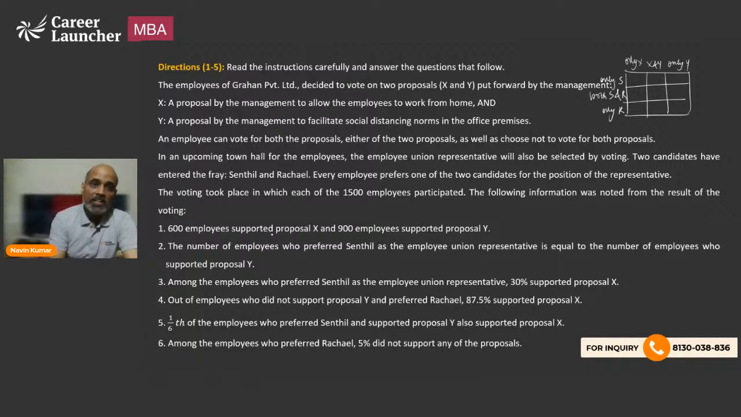So if it says 600 employees supported proposal X, proposal X would denote which cells, which columns, or which rows. And 900 employees supported proposal Y. So Y is going to be which cell or which particular region, right? The number of employees who preferred Senthil as the employee union representative is equal to the number of employees who supported proposal Y. So what about the people who did not support either of those two proposals or either of these two people?